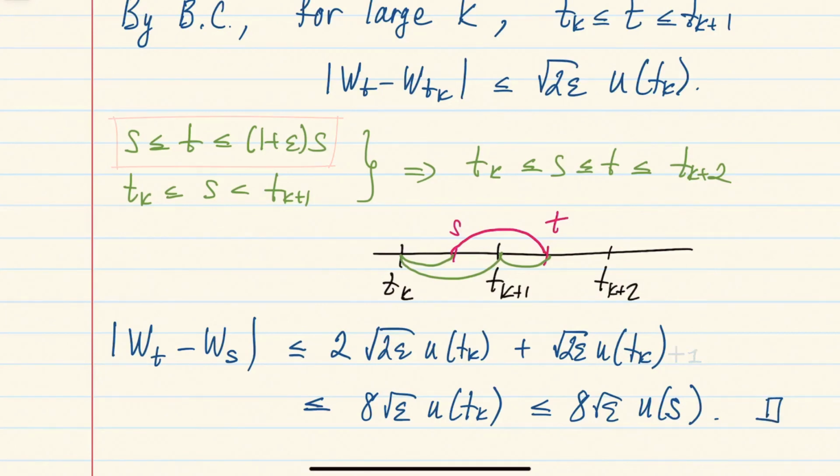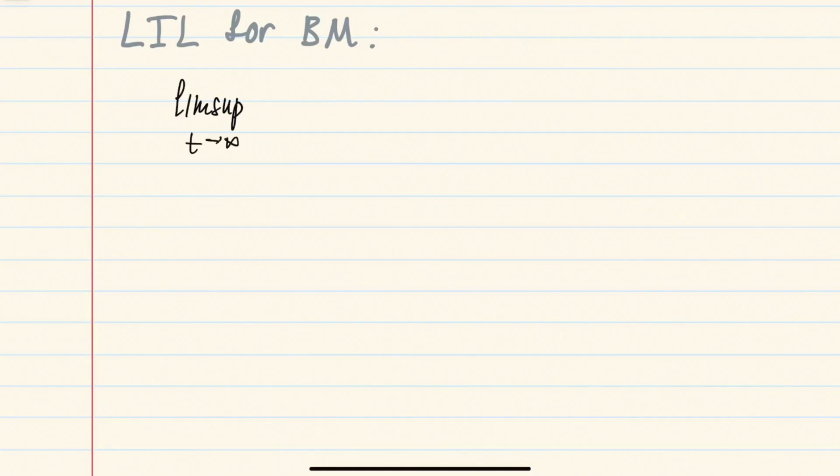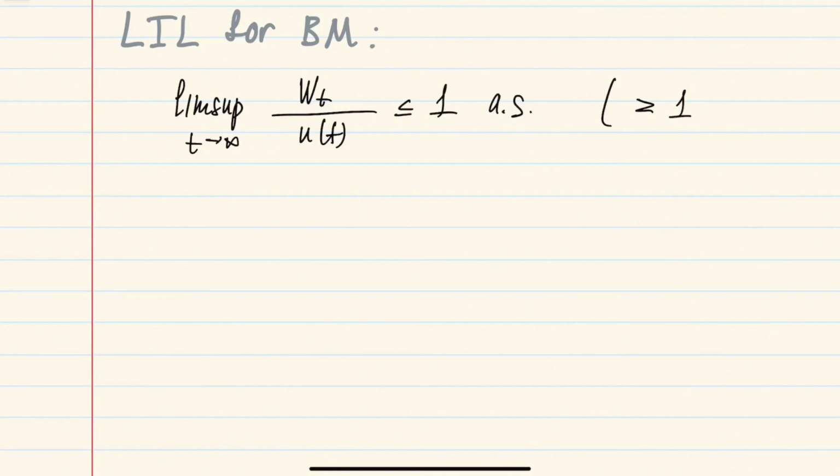And so using this lemma, we can now prove the law of the iterated logarithm, first for the Brownian motion. Now the proof of this is divided into two parts. In the first part, we prove the inequality in one direction, namely that this upper limit scaled by this function u of t is less than or equal to 1 almost surely. And in the second part, we show that this is greater than or equal to 1 almost surely. Now both proofs are very similar in some sense.